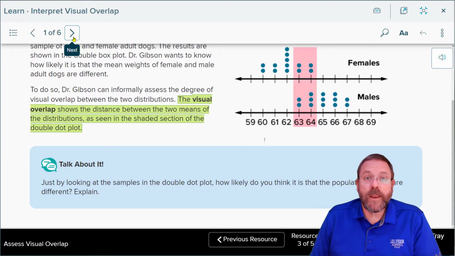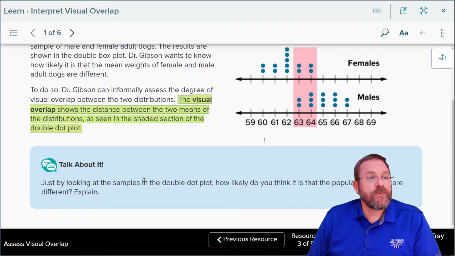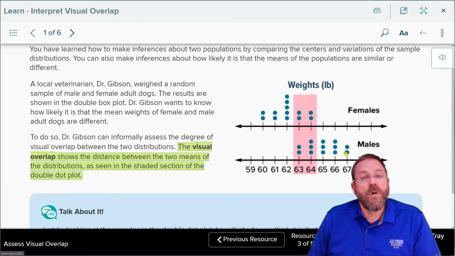Just by looking at the samples of the double box plot or dot plot, how likely are you to think that the population means are different? Well, just looking at it, I'm going to say that overall, males are going to be bigger than females, but they're not always going to be bigger than females.